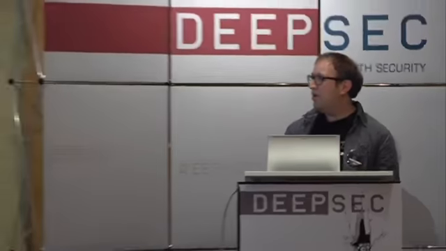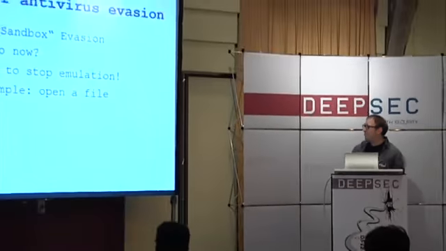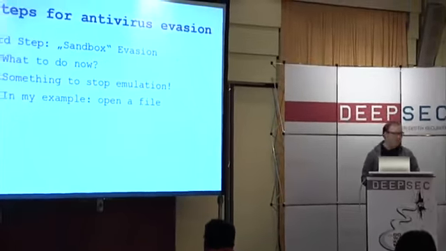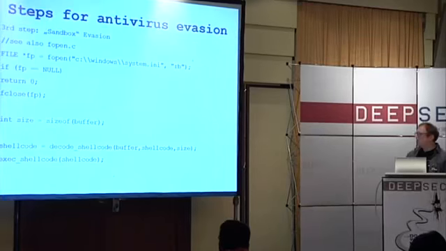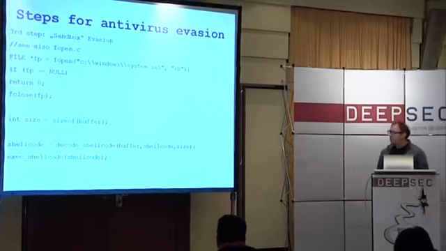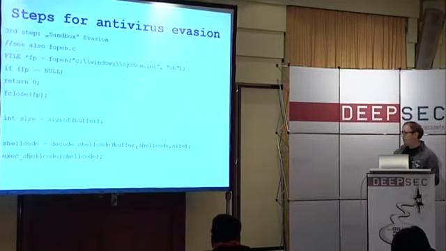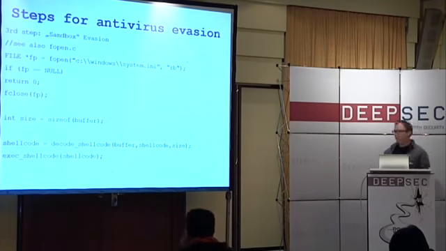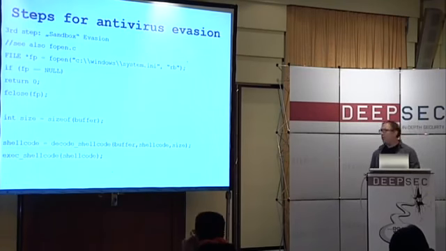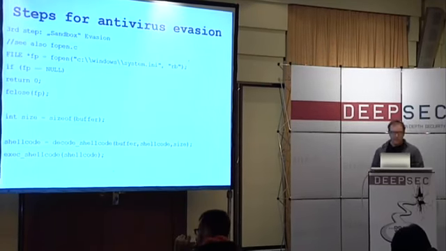So what to do now? Something to stop emulation. In my example, I'm just opening a file, as we can see here. So nothing very special here. I just open a file. Later, I found out that the file doesn't even exist. That doesn't matter, because the code emulator is simply stopping it.